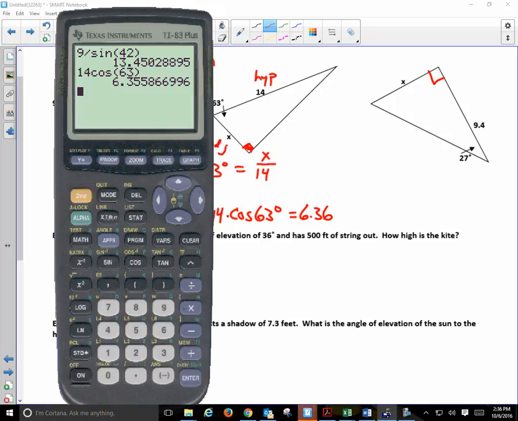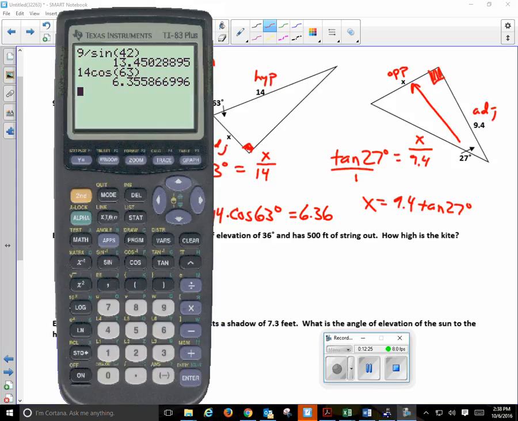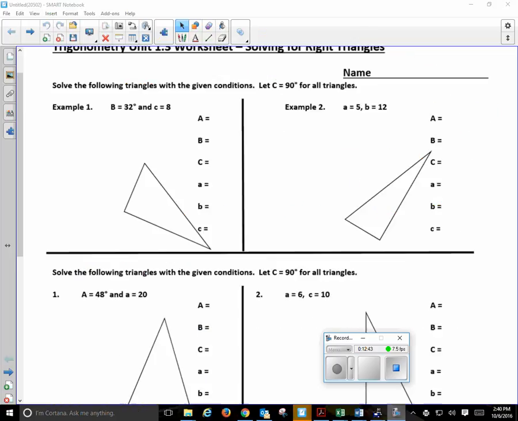Here's the right angle. I want you to try this next one on your own. You can do it. I believe in you. If you write that, what is 9.4 times the tangent of 27? What'd you get? 4.79. Does it make sense that it's smaller than 9.4? Yes. So we pause here.